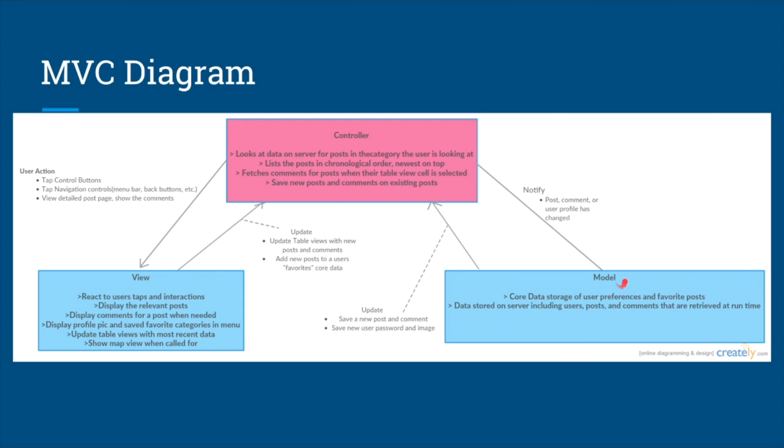And then finally we have the model. So we have two different big models here. We have the core data as well as the data stored on Firebase, which are the users, the posts, and the comments. So those are all retrieved at runtime and stored into objects in my project. And then they are brought to the controller, which are then eventually brought to the view. So it's a nice MVC architecture you can see here.